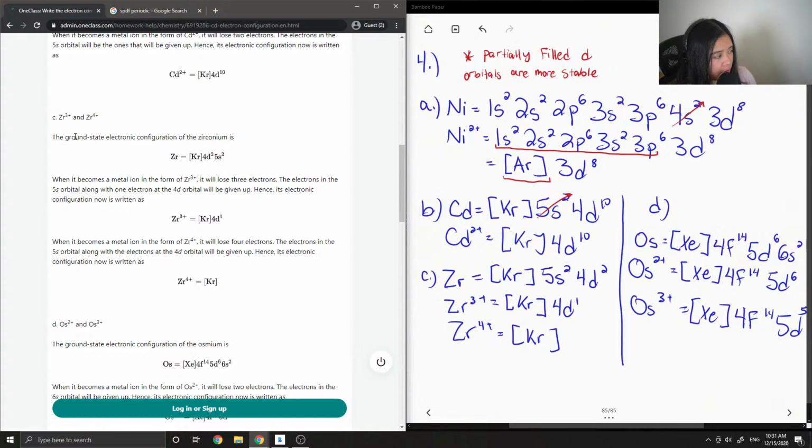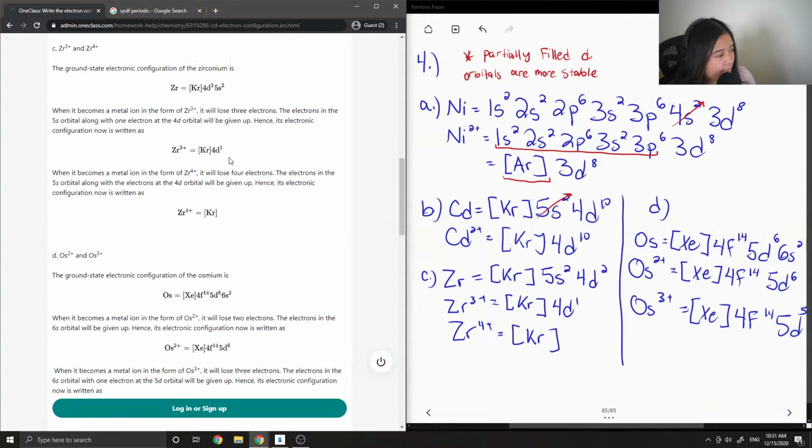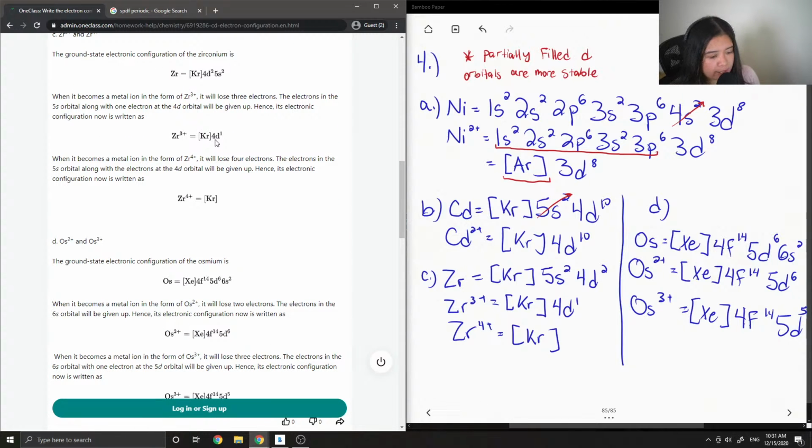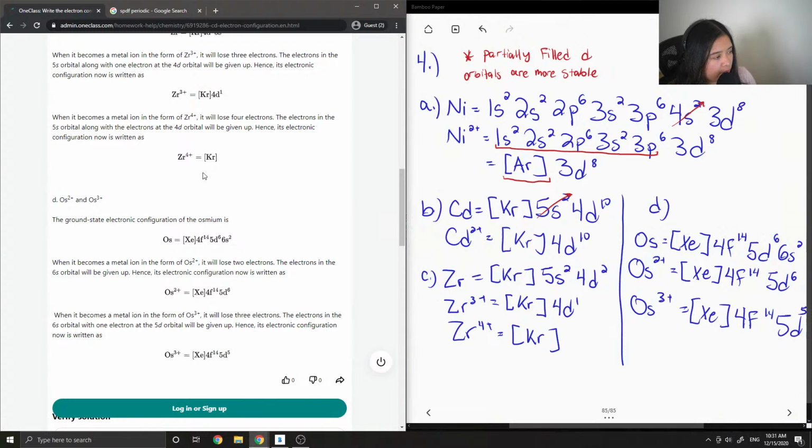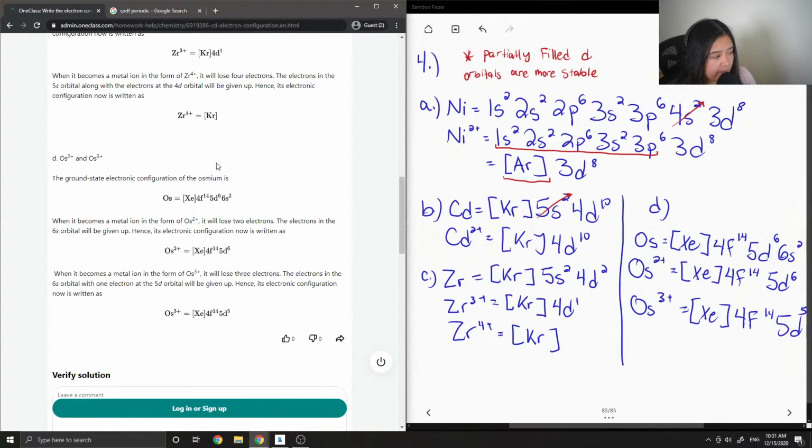For the zirconium ions, they have a ground state electron configuration of zirconium, krypton 4d2 5s2. So notice that they write the 4d before the 5s. So you can also write it this way as well. And when it loses 3 electrons, it becomes krypton 4d1. When it loses 4 electrons, it just becomes the same electron configuration as krypton.